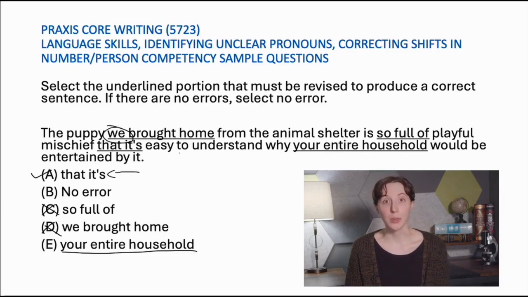A pronoun must agree both in number and person with its antecedent, meaning the word, phrase, or clause it refers to in a sentence. In this instance, we is a first-person pronoun, so it should correspond with another first-person pronoun, our. Therefore, our entire household should be used instead of your entire household. Your, on the other hand, is a second-person pronoun, and incorrect for the context. The correct answer is option E.